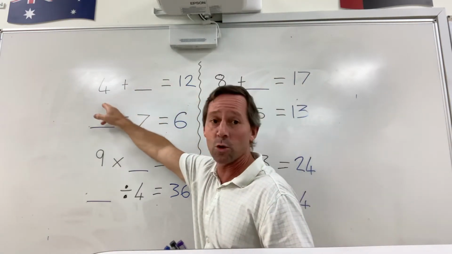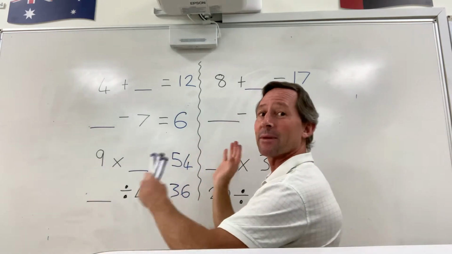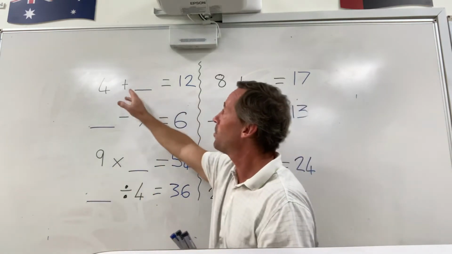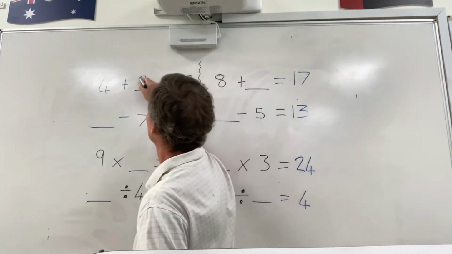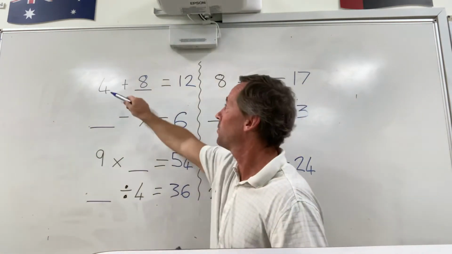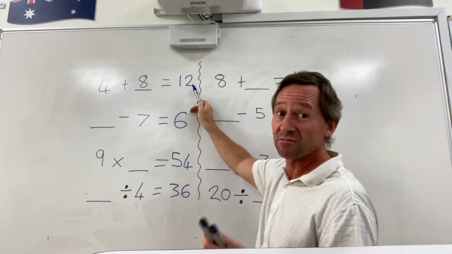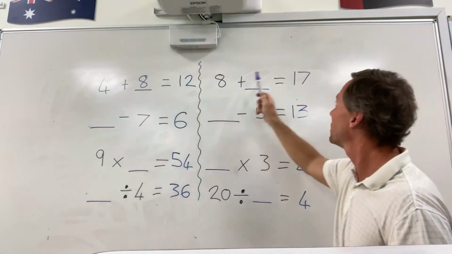So what that might look like: 12 minus 4. So you're doing things back to front. 12 minus 4 would give you 8. Let's see if this works. 4 plus 8 equals 12. Makes sense. Let's try one more.